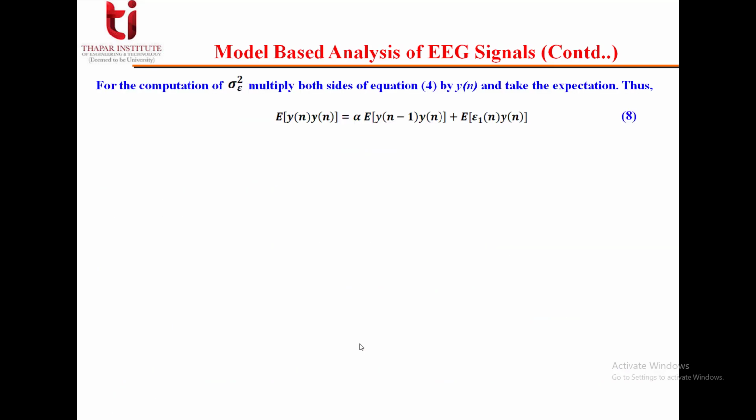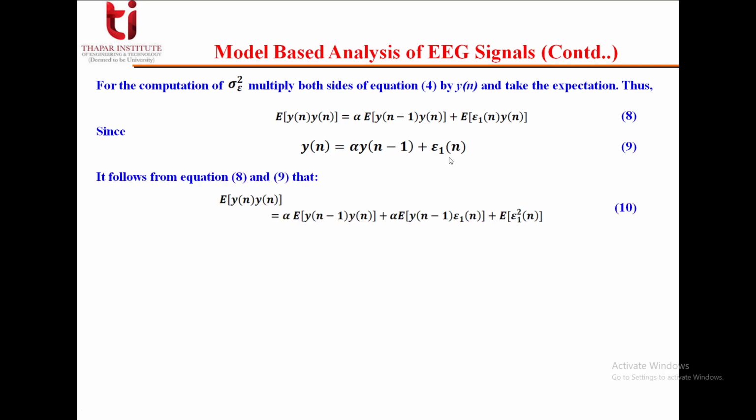Now for computation of this variance, we have to multiply both equations by yn, and again we take the expectation. So you'll get expectation of yn times yn is equal to alpha times expectation of y of n minus 1 into y of n minus 1 plus expectation of epsilon 1n times yn. And from this we can say, as we know, yn is nothing but alpha y of n minus 1 plus epsilon 1n.